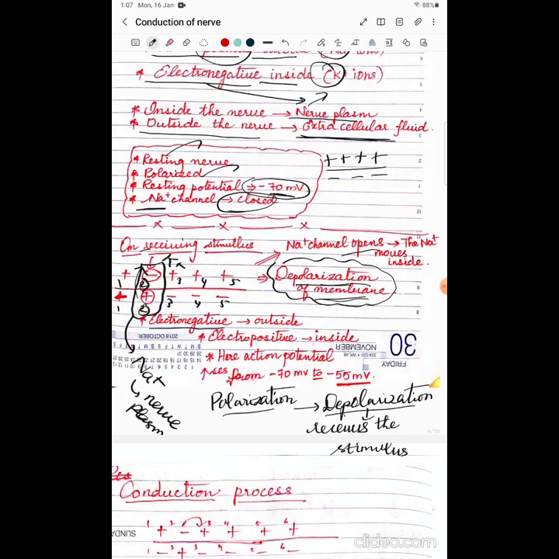Now what will happen to the action potential? Here the action potential will be increased because of the depolarization phenomenon. The resting potential of the nerve fiber is minus 70 microvolt. This minus 70 microvolt will get increased to minus 55 microvolt. While the charges are in the negative form, going from minus 70 to minus 55 is considered as increasing.